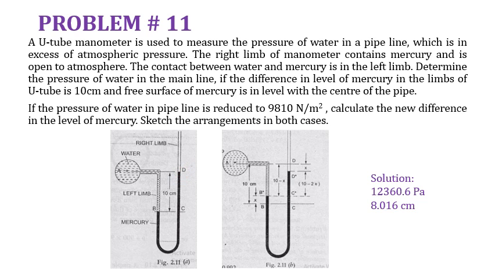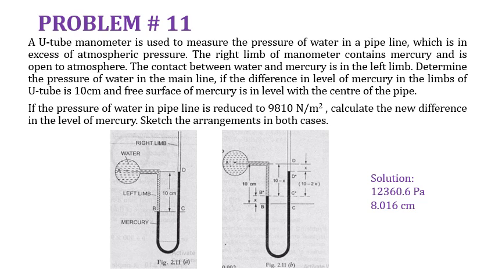So now this is equal to 0, right? So now simply rearrange the expression and find out the pressure at point A, and the answer is written over here. It will come out to be 12,360.6 pascals.